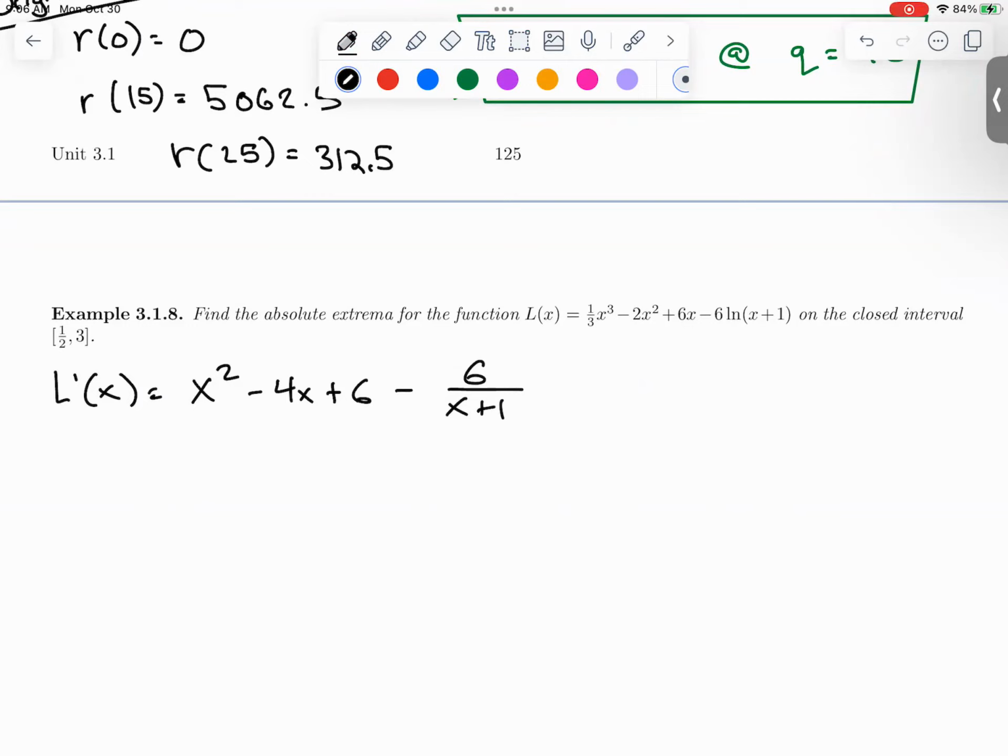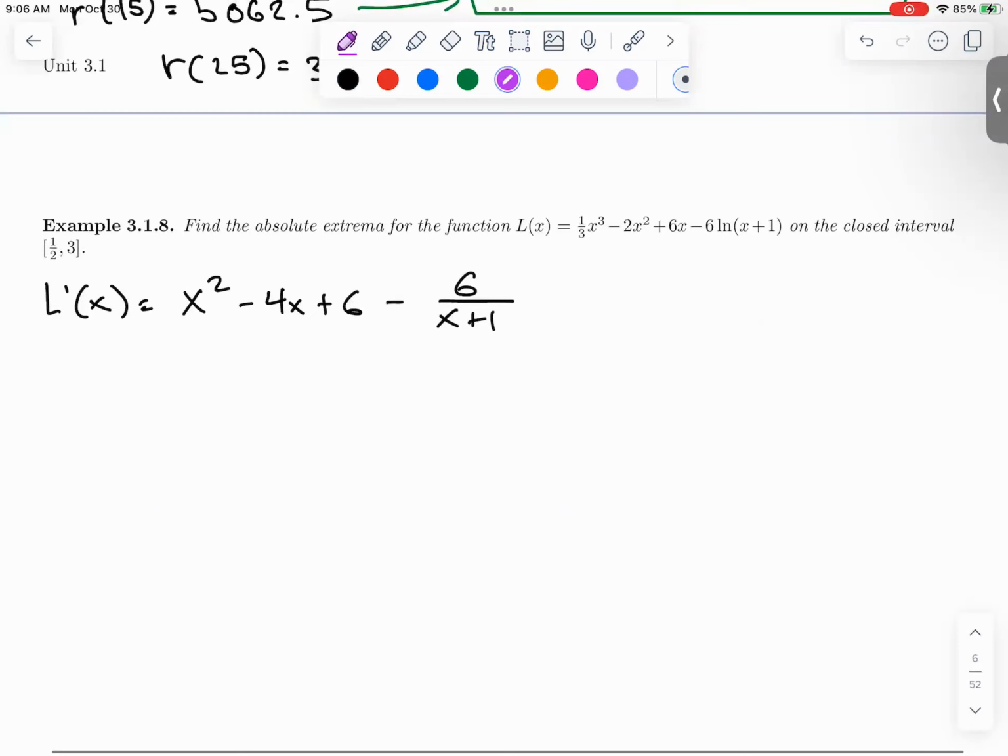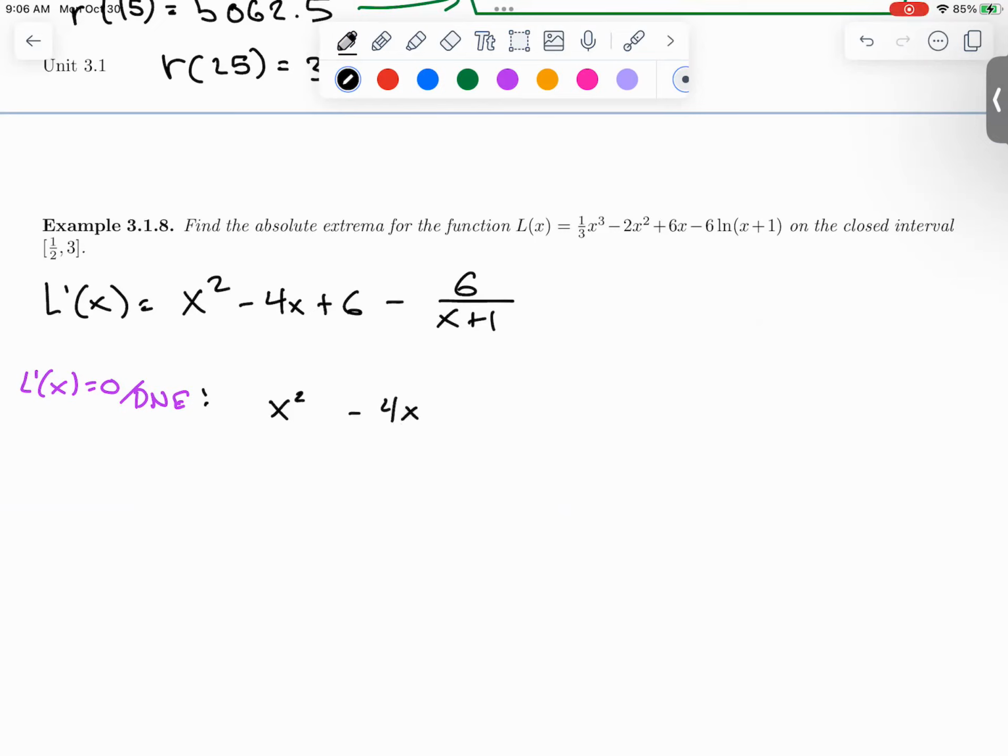Now, if we were to try and set that equal to 0, we'd end up with a little bit of a problem because we don't have a polynomial. So we're going to set L prime of x equal to 0. We get x squared minus 4x plus 6 minus 6 over x plus 1 is equal to 0. So how do I solve this? Because it's not really a polynomial.